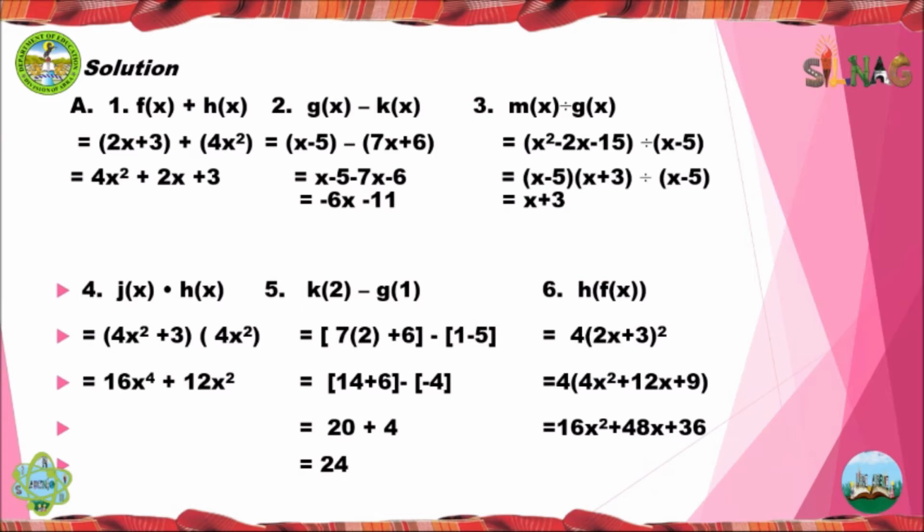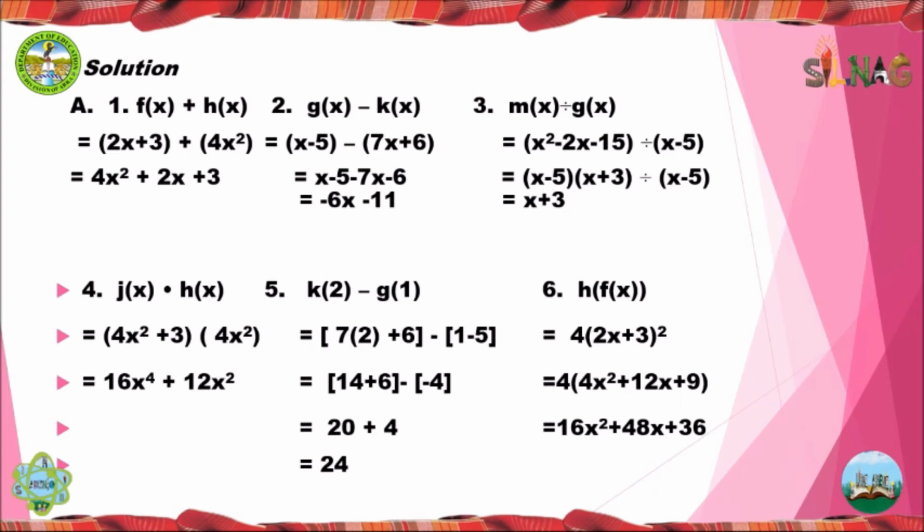And then number 5, k of 2 minus g of 1. So we have to substitute the value of x, which is 2, in k of x. So we have 7 times 2 plus 6. And then we also substitute g of 1. So instead of writing x, you will write 1 for g of x. So we have 1 minus 5. Okay, then next we have 7 times 2 is 14 plus 6 minus the quantity of 1 minus 5 is negative 4. And then 14 plus 6 is 20.